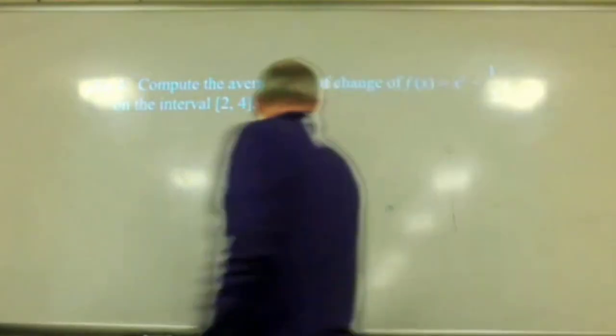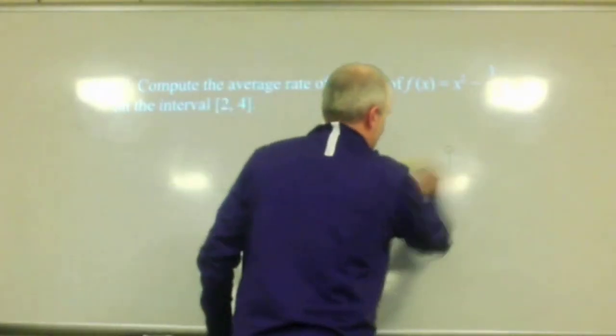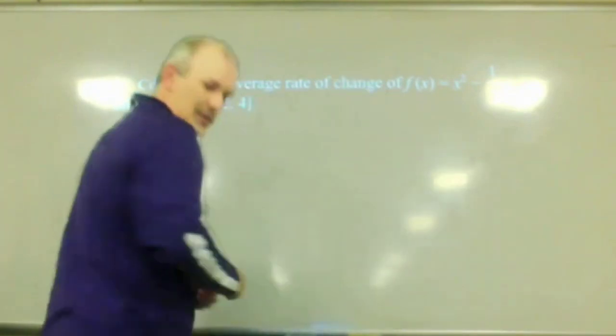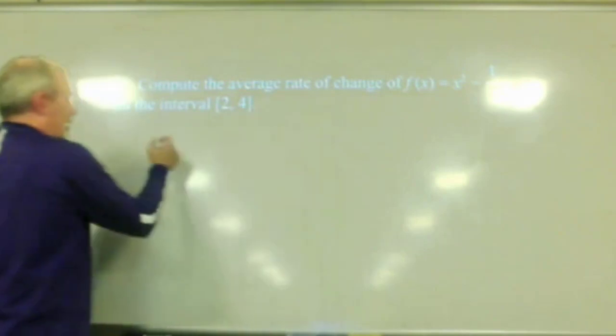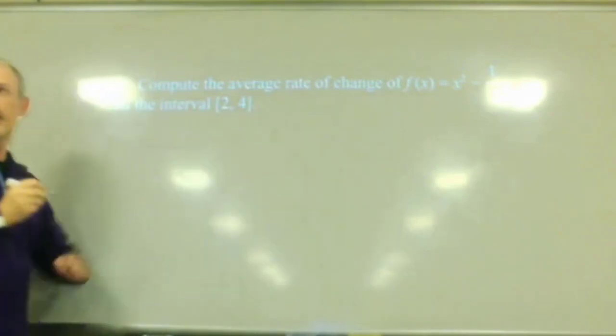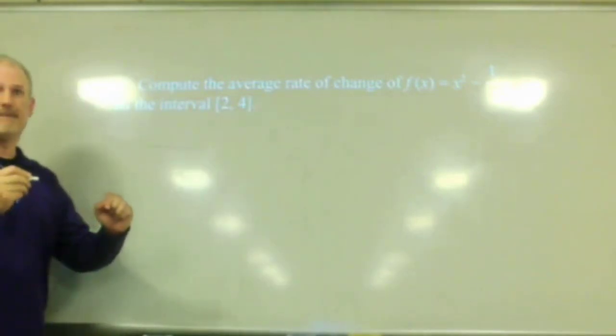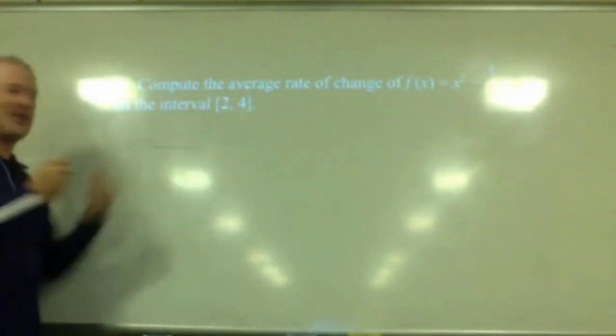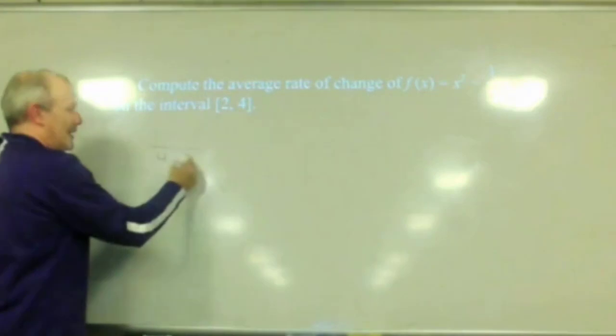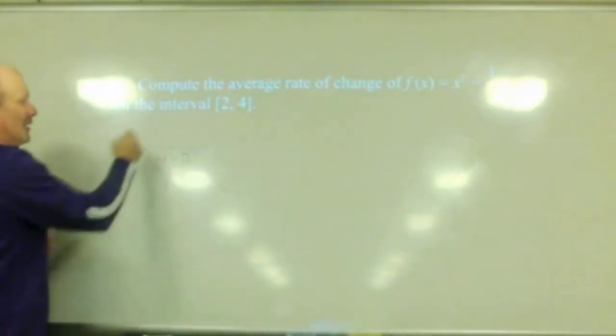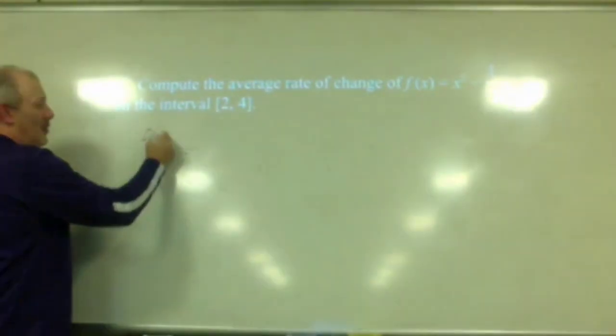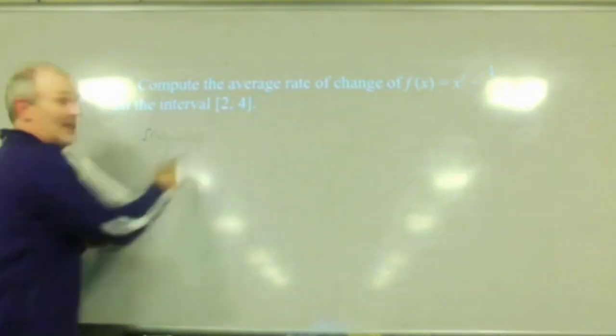Okay, now what if we have an equation? So this one, our bottom numbers are going to be what? 4 and the 2, right? So we want to put the bigger one first, 4 minus 2. That means on the top, we're going to put in f of 4 minus f of 2. Are we getting that connection?